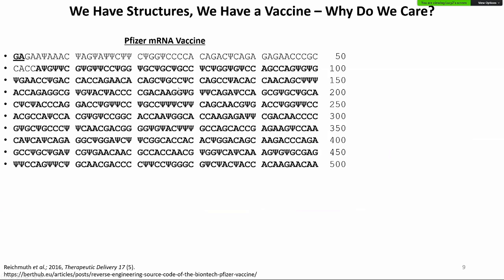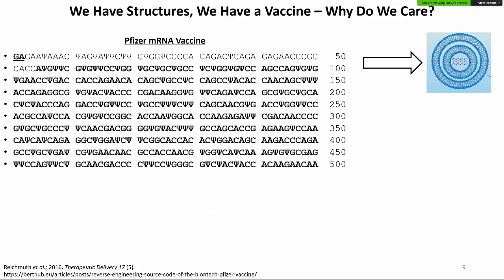So you might be wondering though, we have structures, we have a vaccine, why do we care, right? This right here is the first 500 digits or characters rather of the Pfizer's mRNA vaccine for SARS coronavirus 2. So this is a piece of RNA. It codes for the viral spike that we've been talking about. And then we take this piece of RNA and stick it inside of this funky lipid nanoparticle that a bunch of kind of patent laws are being disputed over right now.